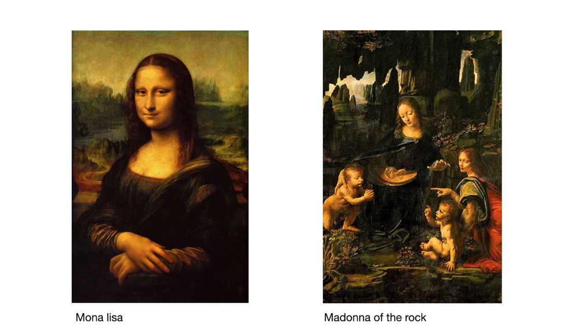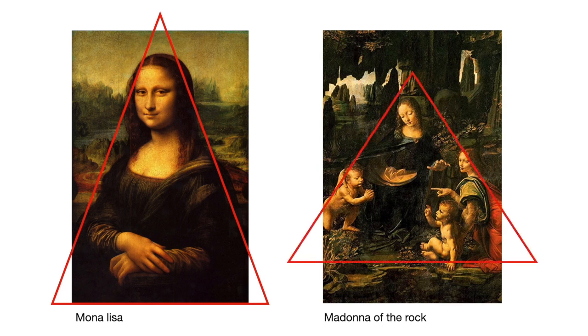Do you see the triangular composition in the Mona Lisa? Yes, it is in here. And how about the Madonna of the Rocks? It's also in here, and in this picture, the triangular composition also gives the hierarchy of the picture. The Madonna here is the main subject that we will draw our eye to.